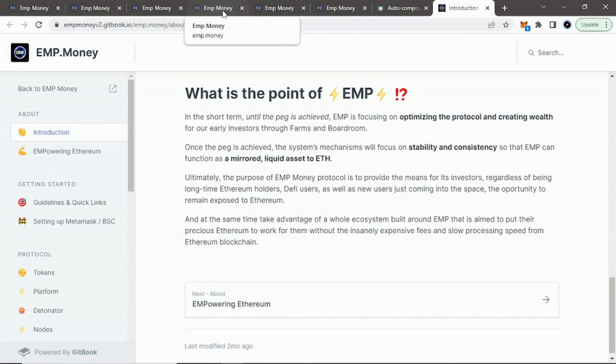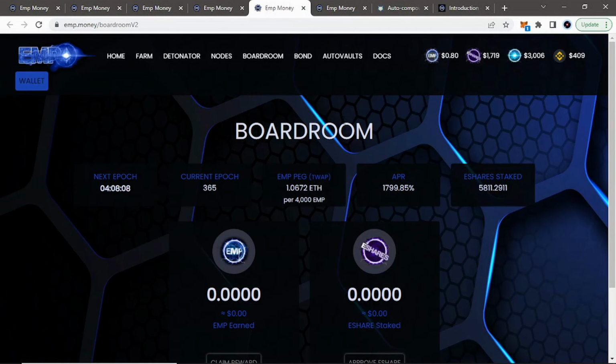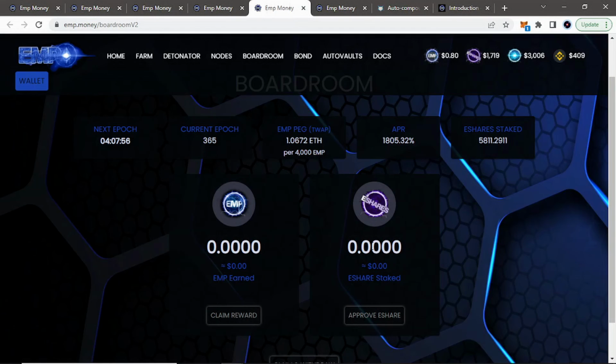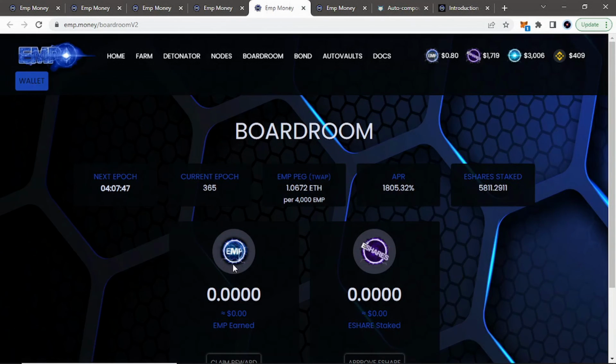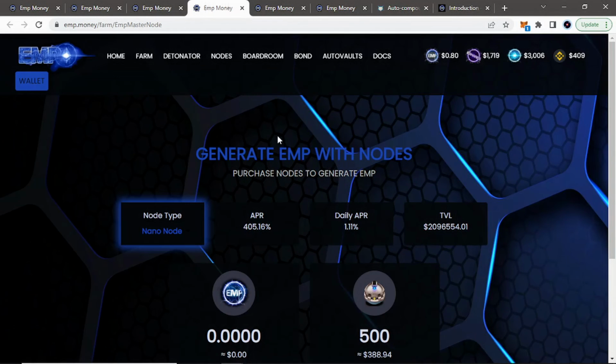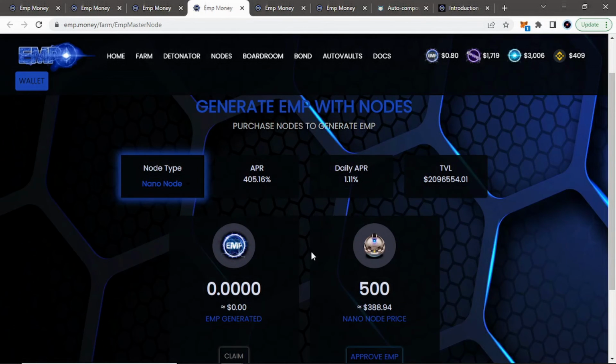So my personal strategy, what I've been doing, and what systems are working out for me, and something to think about, is how I started out: I just bought E-shares. I put $500 into E-shares and I staked it. And with my staked E-shares, since we've been over peg for a while, it generates me EMP. And then what I do with my EMP is that I go into the nodes. I've personally got a nano node just to get started. So I have money in the boardroom printing EMP, and then with the EMP, I purchased my node.